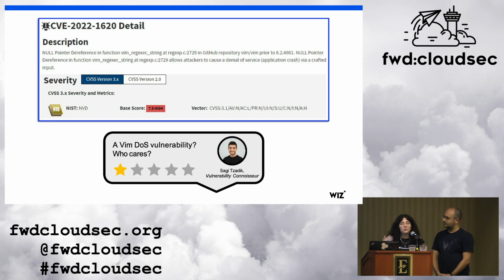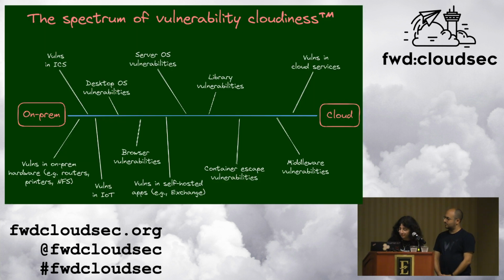Some of you may have encountered Vim vulnerabilities with really high CVSS scores, and you probably thought, oh, that's scary, or maybe you didn't. But Vim would probably never be publicly exposed in the cloud, so no attacker could exploit that kind of vulnerability, and frankly, we don't really care about it either. So we put these types of vulnerabilities and technologies on this spectrum. On your right, you have the most cloudy vulnerabilities, and on the left side, you've got the least cloudy vulnerabilities. What I mean by that is, you can see some vulnerabilities in IoT devices or hardware like routers and so on.